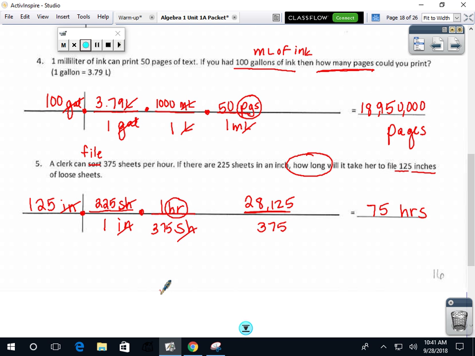All right, we are going to just skip number 6 for right now. We are coming back to it, though. Okay, but it's just a little more involved than the rest of these, so I want to save it for last once we're really good at these.